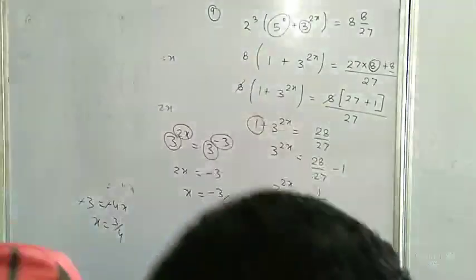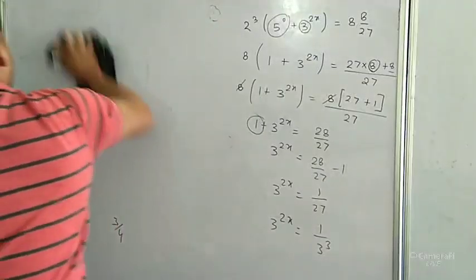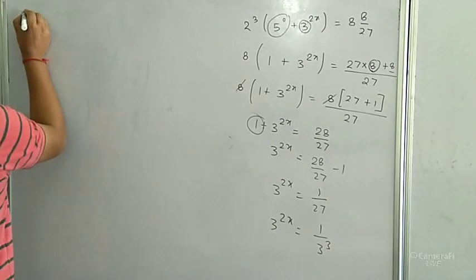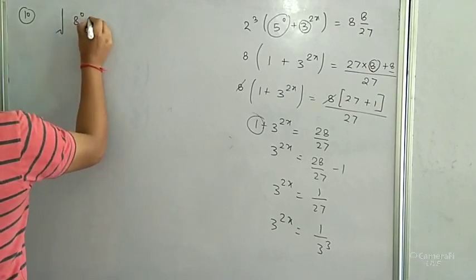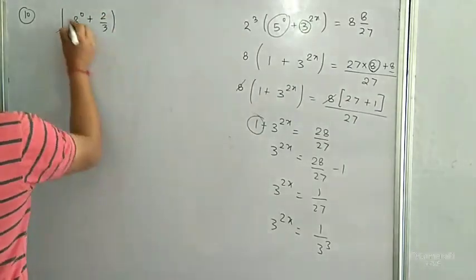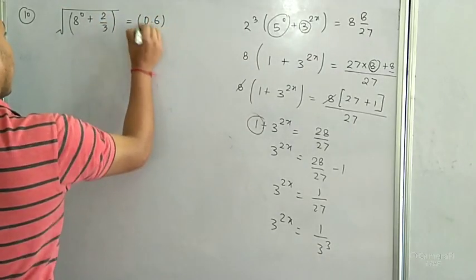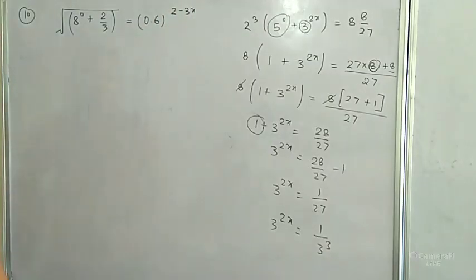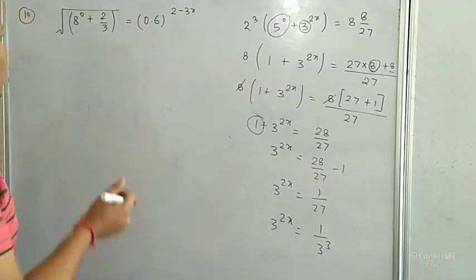Question number 10. 10 also a very simple one. So 10 root 8 to the power 0 plus 2 by 3 whole, then root is equal to 0.6 and whole to the power 2 minus 3x, पावर अगेन इन द फॉर्म ऑफ द एक्सपोनेंट, पावर आप x आपकी पावर की फॉर्म में, तो लेफ्ट साइड राइट साइड बेस सेम करो, तो क्या लिख सकते हैं?